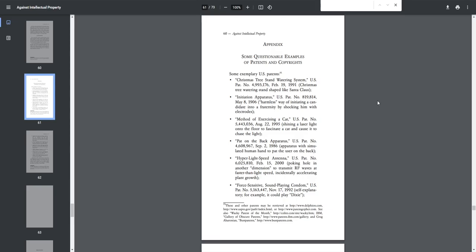Method of exercising a cat. Shining a laser onto the floor to fascinate a cat and cause it to chase the light. Pat on the back apparatus. Apparatus with simulated human hand to pat the user on the back.